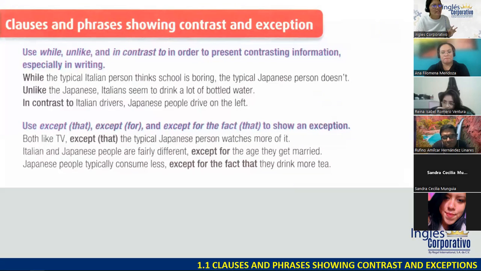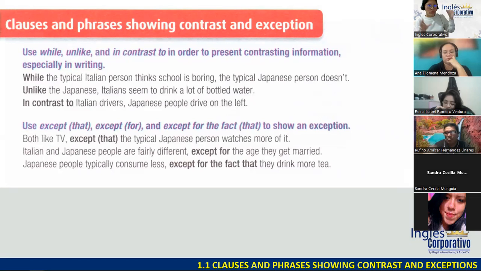Then I have the second one. Italian and Japanese people are fairly different, except for the age they get married. Excepto por. ¿Verdad? And the third phrase is Japanese people typically consume less, except for the fact that they drink more tea. Excepto por el hecho que. Right? I mean, we use these different phrases in Spanish as well, right? Same thing we have in English, okay?